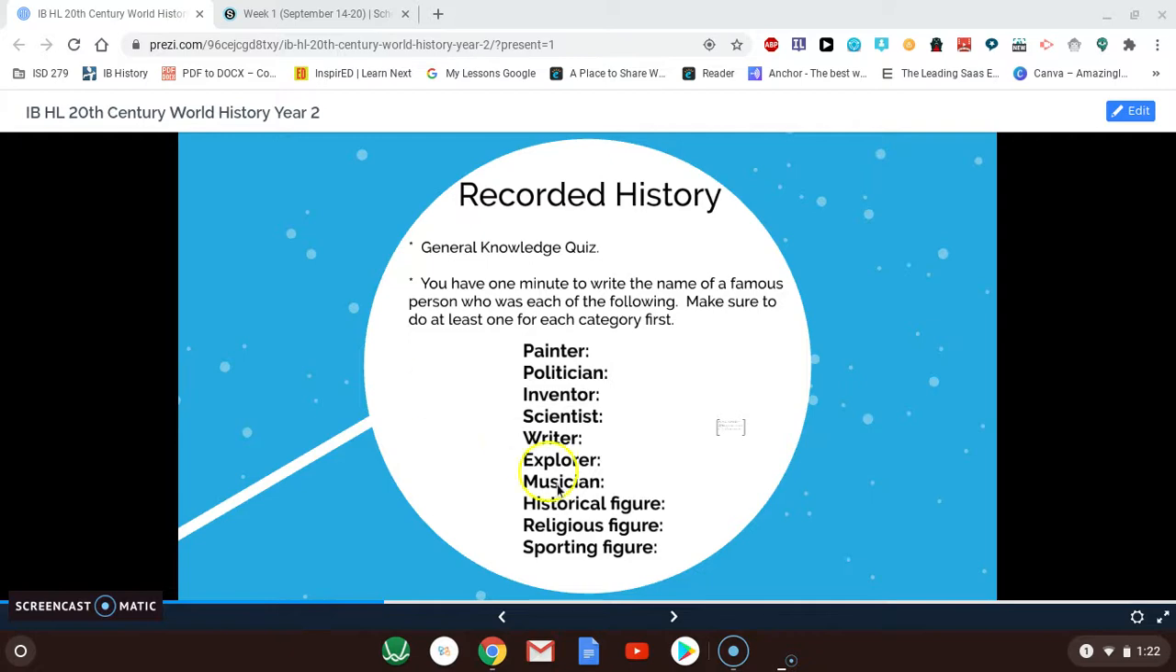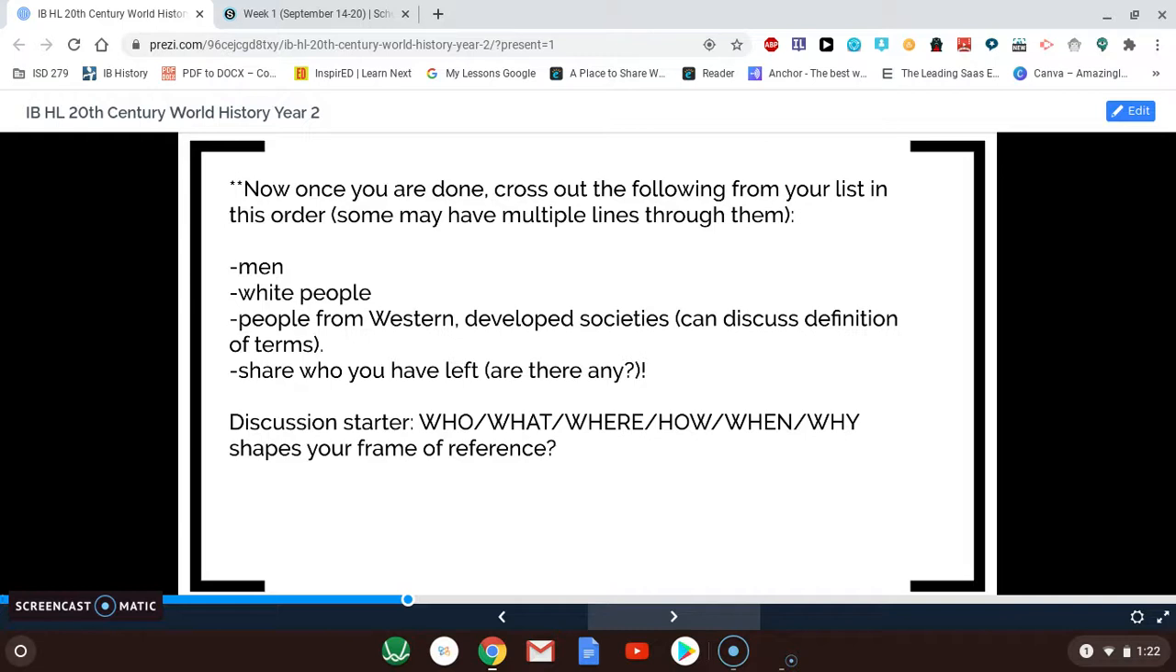You have them all counted out. Now I want you to think a little bit about the following. I want you to go back and do this with your list. Cross out all of the men, white people, and any person from a Western or developed society. That could mean Europe, any European country, or any country like the United States or North America, where we think of a Western developed or mostly white country. Then go through and see how many are left.